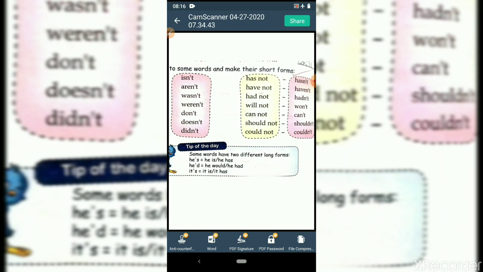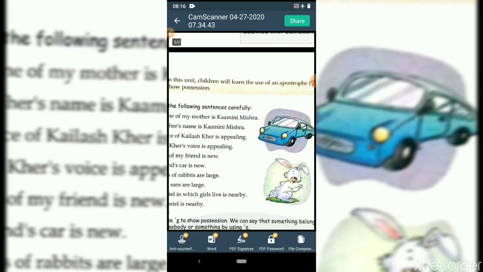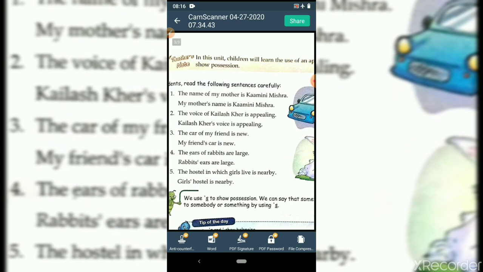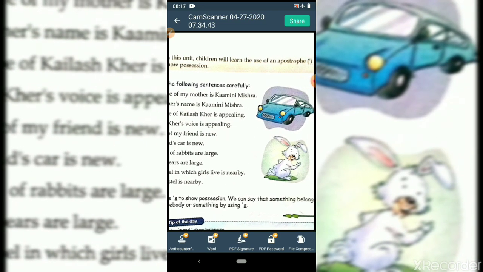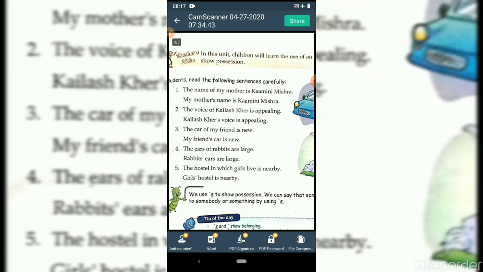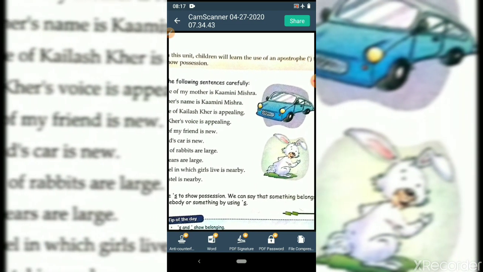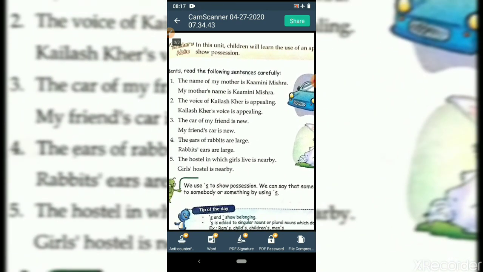So students, if you learn these things and keep them in mind, you'll never make a mistake in using the apostrophe. Now, students, this was about the short forms. Now, we'll revise possessions. The apostrophe is used to show possession. Possession means we can say that something belongs to somebody or something by using s.